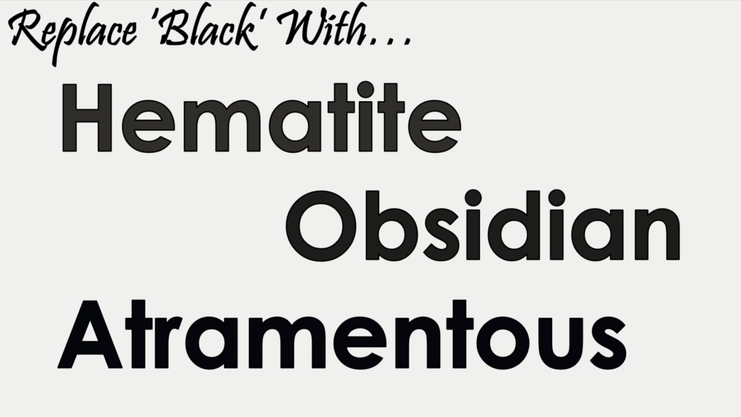Black next. Hematite is a type of crystal which can be found in a few different colours, but mainly black to steel grey. Obsidian is a type of rock formed by solidified lava, but works well as an adjective to replace the word black. And atramentus means as black as ink.